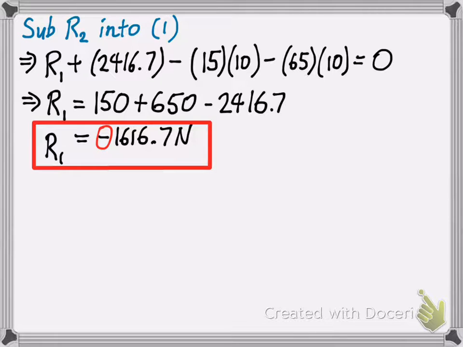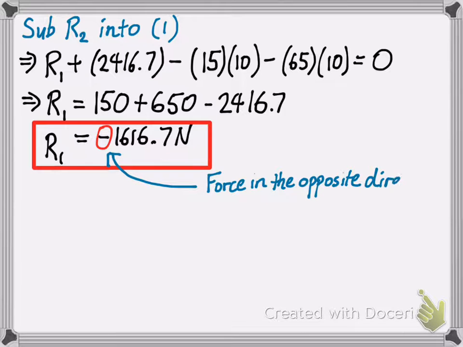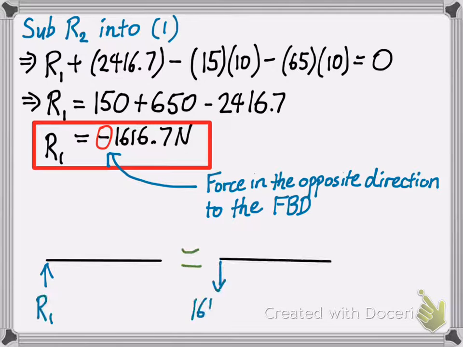And on our free body diagram, we defined R1 as upwards. So in this case, we have R1 as upwards in our free body diagram. So when we account for the negative force, it's actually saying that the reaction force at point 1 is actually acting downwards onto the plank.